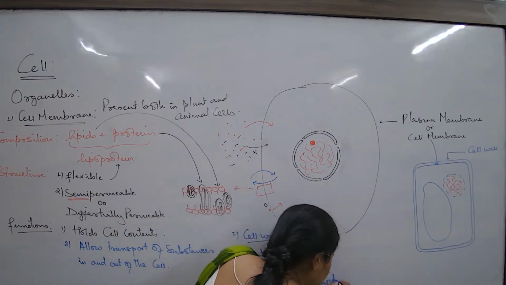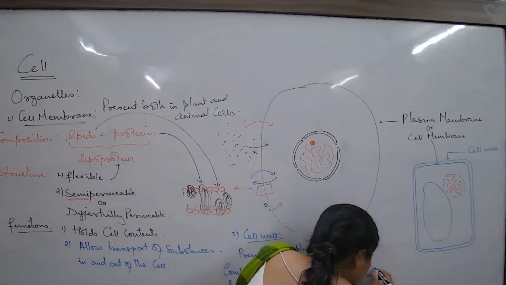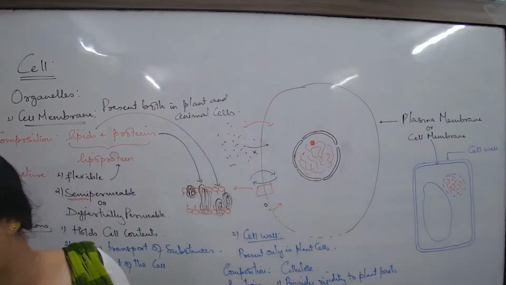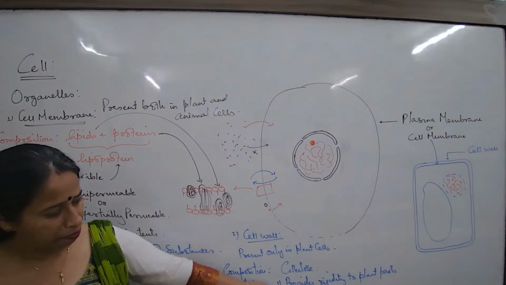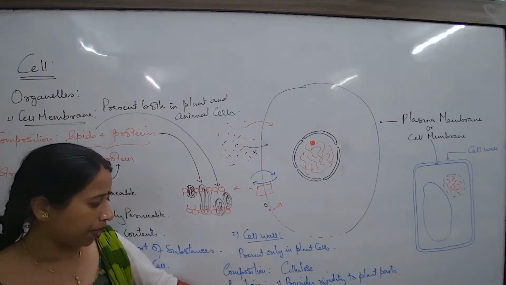Provides rigidity to plant parts. Meaning what? The plant cell wall is rigid, since, as I just mentioned, cellulose is nothing but a type of sugar. And this sugar lining is quite rigid. So that's the reason it provides shape and rigidity to the plant parts.